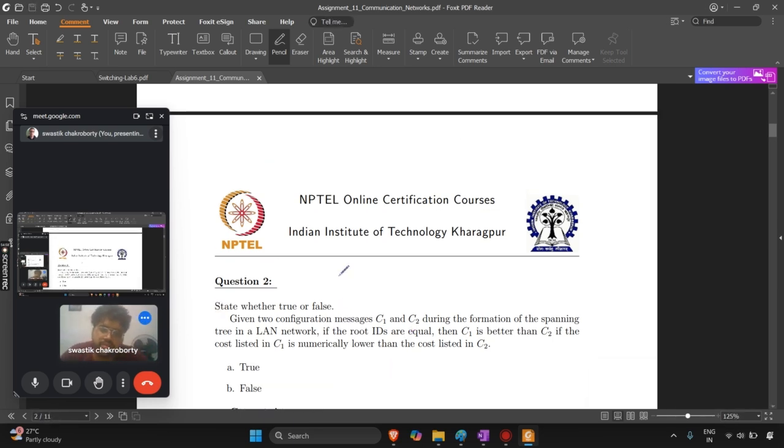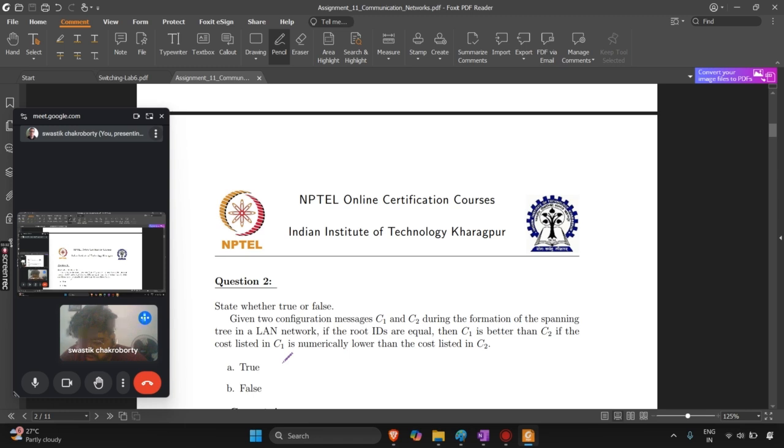Next, state whether true or false. Given two configuration messages C1 and C2 during the formation of spanning tree in a LAN network, if the root IDs are equal, then C1 is better than C2 if the cost listed in C1 is numerically lower than the cost listed in C2. This is a bit of a complicated question, so let's take a deep dive. There are two configuration messages, C1 and C2, during the formation of spanning tree.